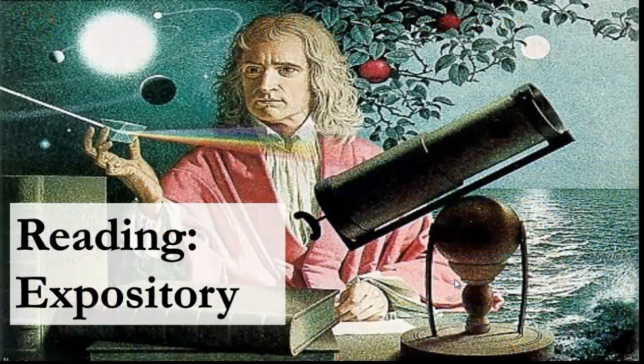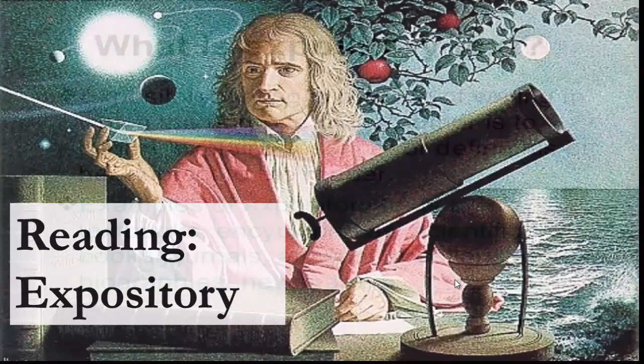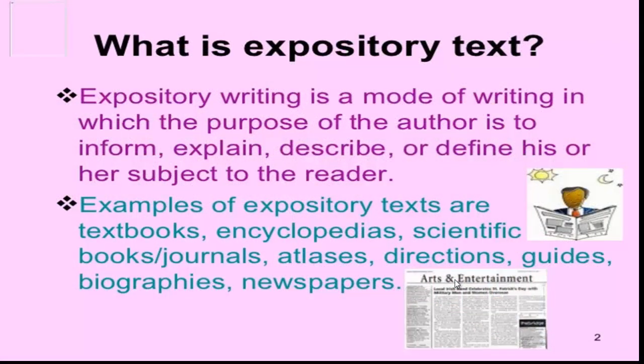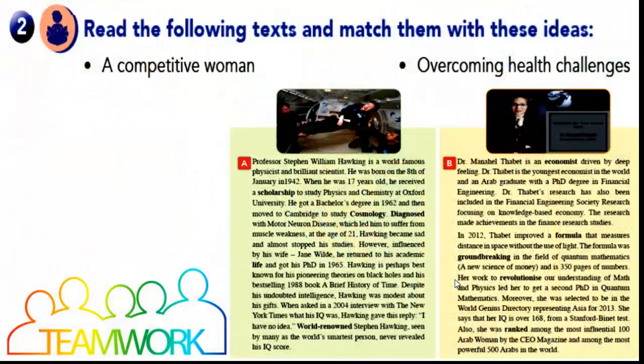Now, my dear students, reading expository text. What do you mean by expository text here? Expository text is a mode of writing in which the purpose of the author is to inform, to explain, describe, or define his or her subject to the reader. Some examples of this kind of writing are textbooks, encyclopedias, scientific books, journals, atlases, directions, guides, biographies, newspapers, etc.